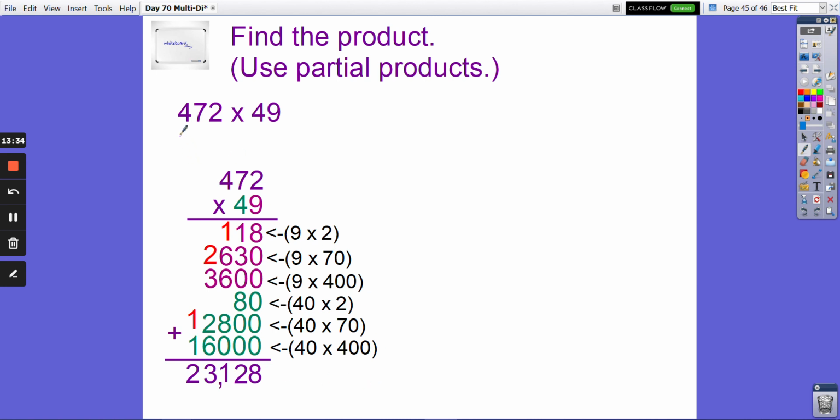Okay, if you did an estimation, maybe you'd do 500 times 50, and you would have gotten something like 25,000, which isn't super far away from our exact product, so we know that our answer was a reasonable answer.